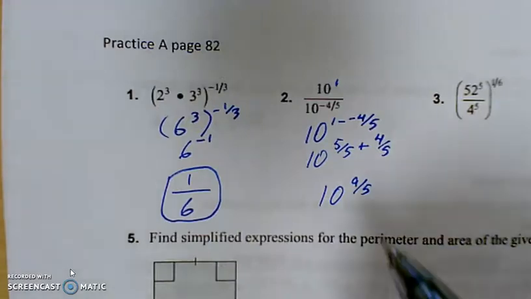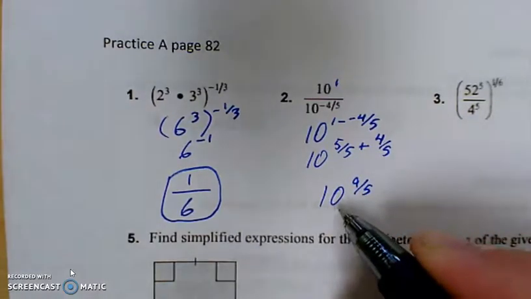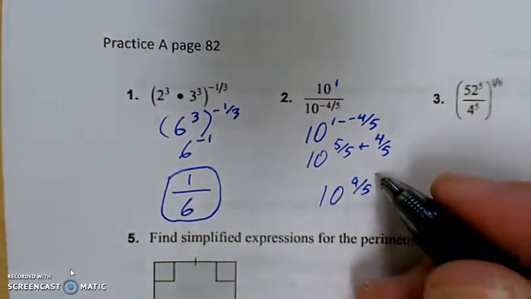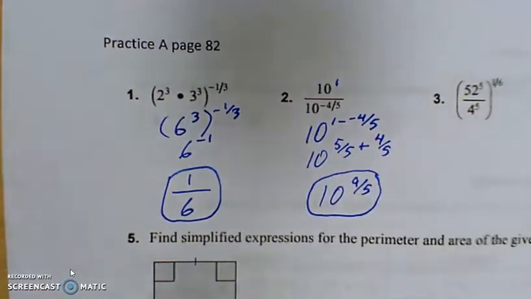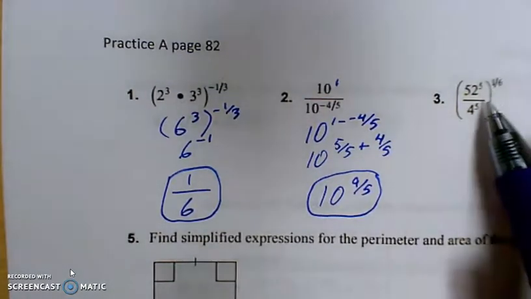I cannot simplify this anymore, even though 10's composite, it's 2 times 5, which doesn't have any repeating powers. So that's good right there. Moving on to the next.